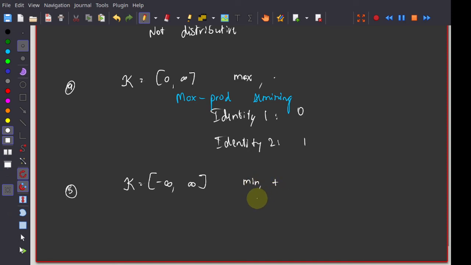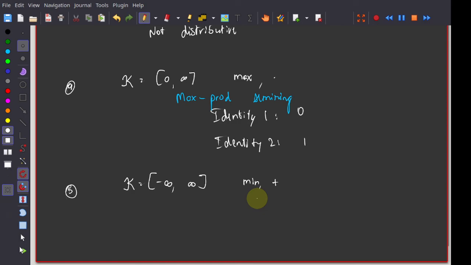Let's say the first operation is the minimum, second operation is addition, real addition. So remember, in the distributive law, you can't exchange the two operations. This is the first operation, this is the second operation. In a field, the first operation is addition, the second operation is multiplication. Whereas in this case, the first operation is minimum, the second operation is addition.